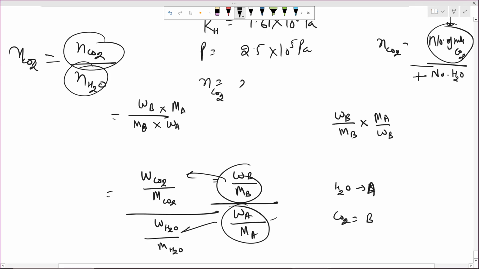Yes, sir. So write down the values. You need to calculate this value. You know this value: the molecular mass of CO2 is 44, MA, the molecular mass of water, is 18. And this value, WA, the given mass of water, is 500 gram. Calculate it.